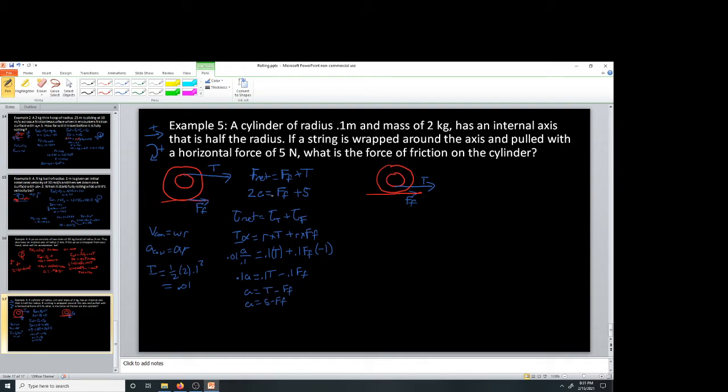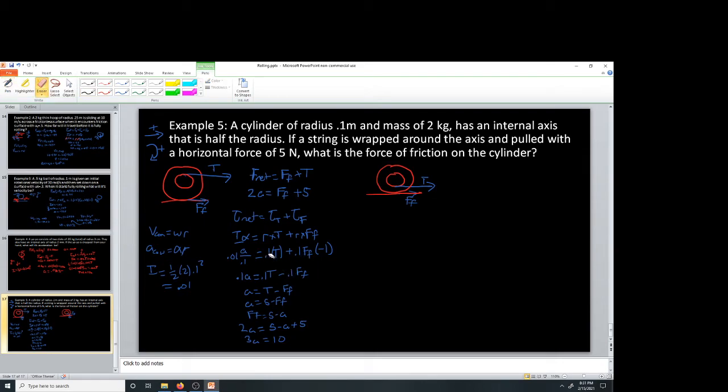I can go plug this back in up here, and in fact I'm going to do it the other way. I'm going to do force of friction equals 5 minus a. Plug that back in, right, and I get 2a equals 5 minus a plus 5. 3a equals 10. I have made a mistake.